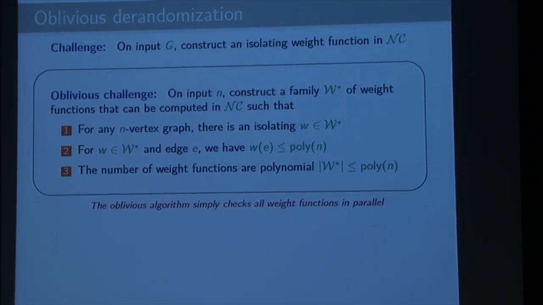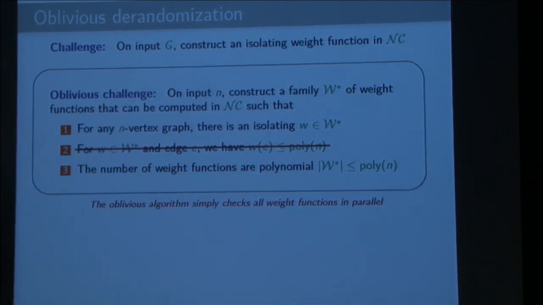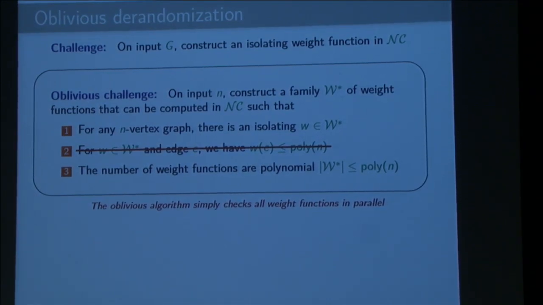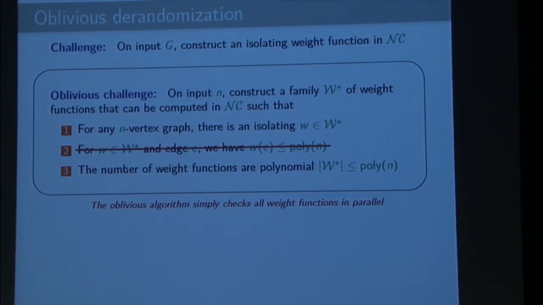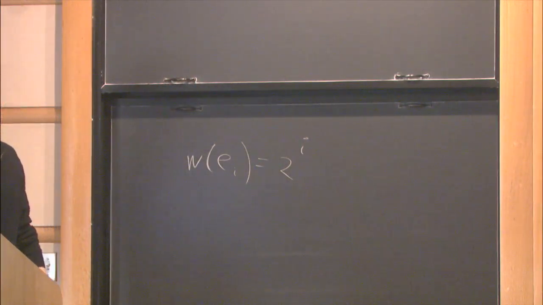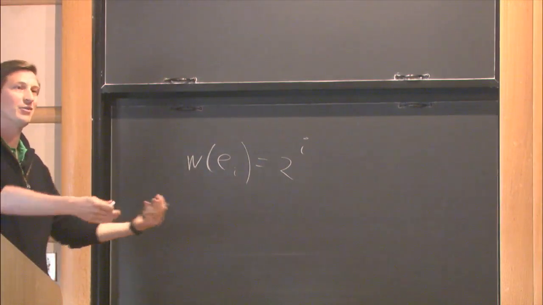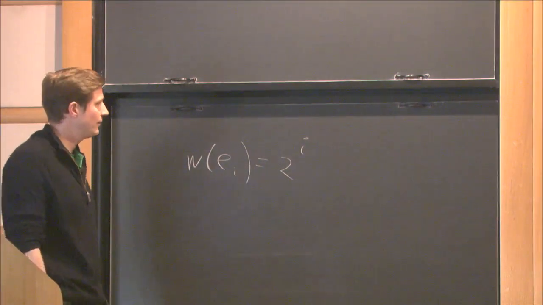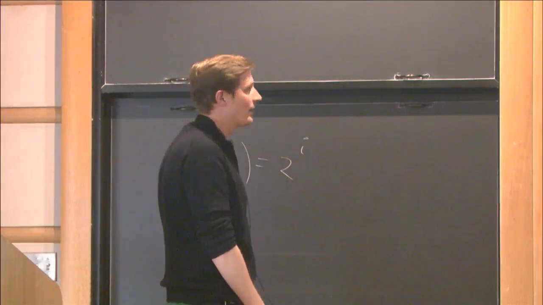So let's get a feeling for this by removing. I said that the second condition is important, otherwise the problem becomes pretty easy. So can anyone construct such a family W star if I don't have polynomial edge weights? Yes. Okay. So one way would be to just set this to be 2 to the power of I. Now the weight of the perfect matching is dominated by the heaviest weight. Okay, so that would be isolating.